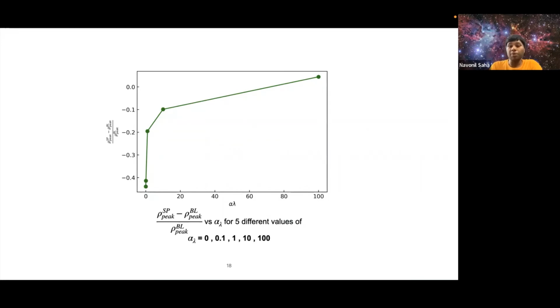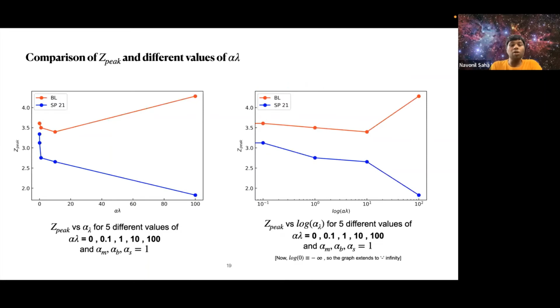I will come to the conclusion part at the end. Now, after this, I have also compared the Z peak for the different values of alpha lambda. Here also, the plot on the left side is the normal plot, and the right side plot is the normal plot with the x-axis in log scale. Here also the log of 0 is equivalent to minus infinity, and hence we have got only 4 points, as the log of 0 point extends towards minus infinity.